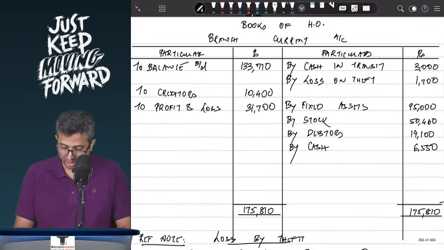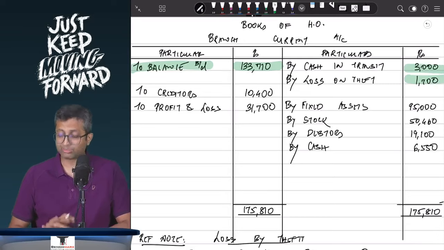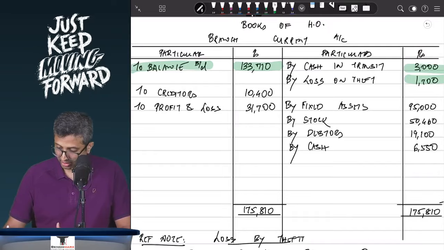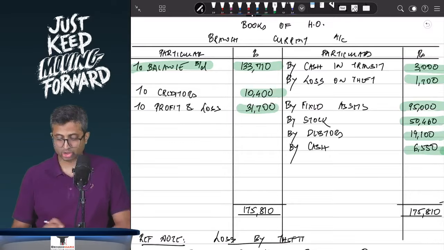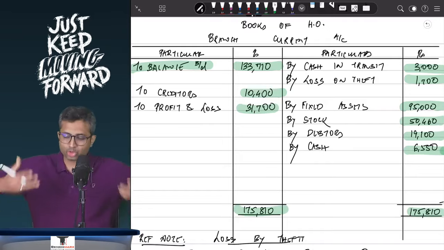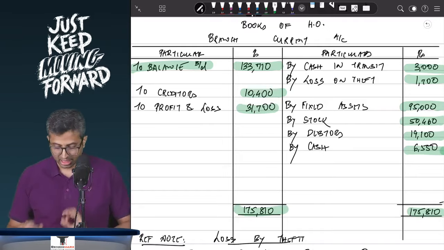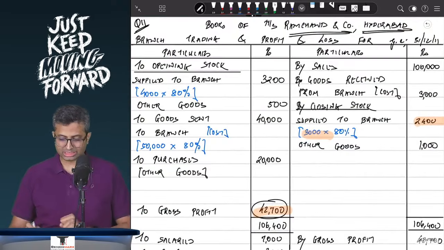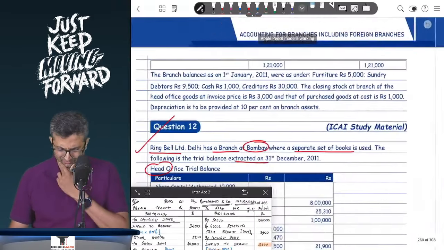In the branch current account there was a balance of 133. Then there were two adjusting entries, so this came to 129. Then you took over fixed assets, stock, debtors and cash. On the other hand, also the profit and creditors, and ultimately this account tallies. So this account gets knocked off and all the other assets and liabilities get taken over. So this takes care of question number 12.